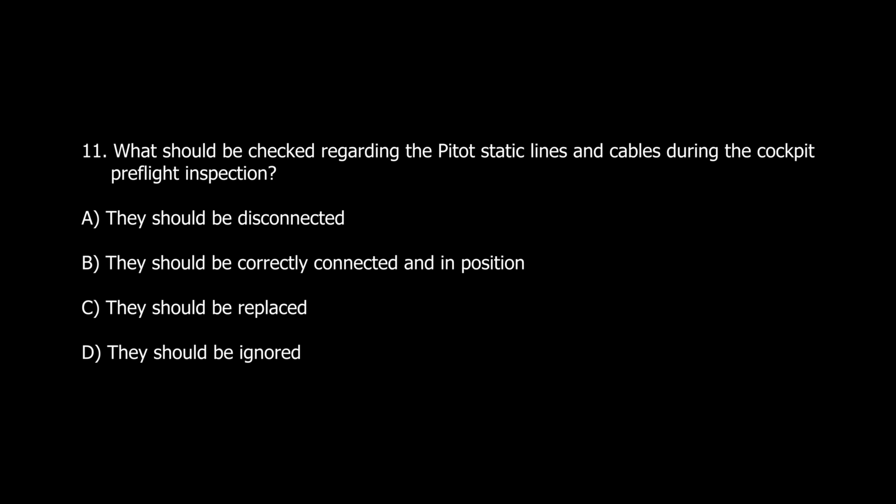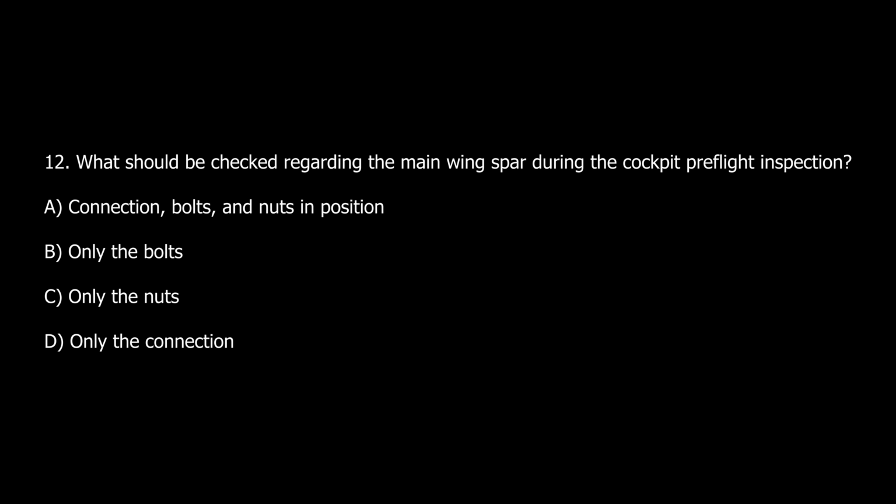11. What should be checked regarding the pitot static lines and cables during the cockpit pre-flight inspection? A. They should be disconnected. B. They should be correctly connected and in position. C. They should be replaced. D. They should be ignored. 12. What should be checked regarding the main wing spar during the cockpit pre-flight inspection? A. Connection, bolts, and nuts in position. B. Only the bolts. C. Only the nuts. D. Only the connection.